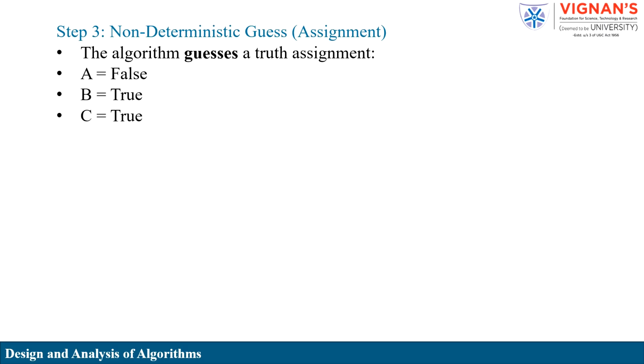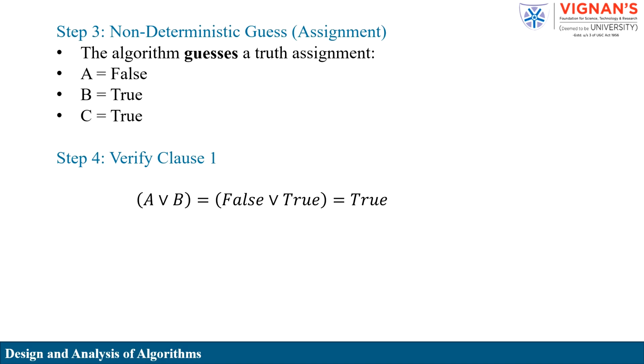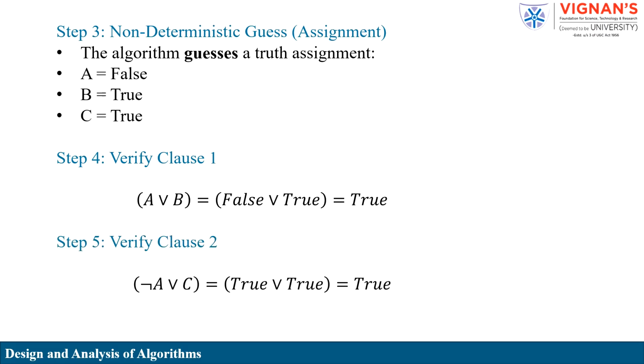Next is step 4, verifying clause 1. Clause 1 is A or B. Substituting the values, false or true evaluates to true. So, clause 1 is satisfied. Now let us verify clause 2 in step 5. Clause 2 is not A or C. Since A is false, not A becomes true. True or true evaluates to true. So, clause 2 is also satisfied.